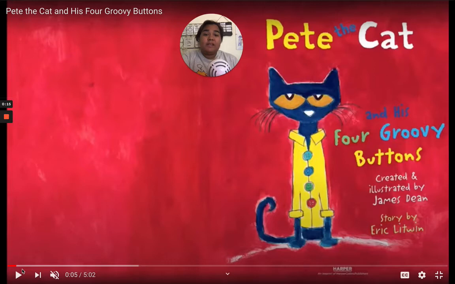So you notice that there's a cat, and yep, that is Pete the cat. And what is he wearing? He's wearing a shirt, right? And what do you notice about his shirt? He has different buttons on it, right? So the title of this book is called Pete the Cat, and it's 4 Groovy Buttons. Created and illustrated by James Dean. Story by Eric Litwin.